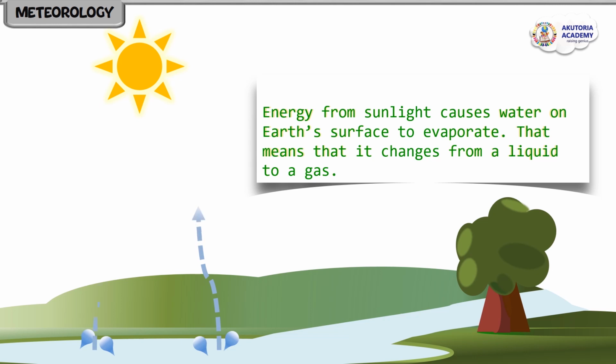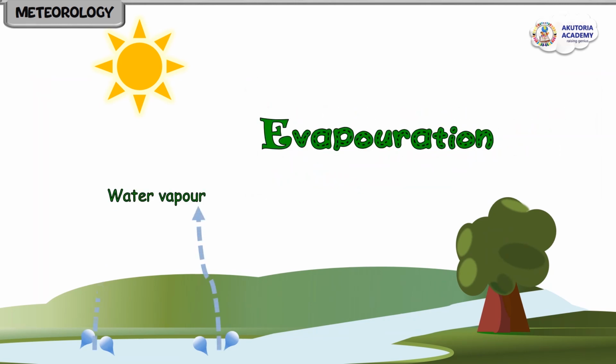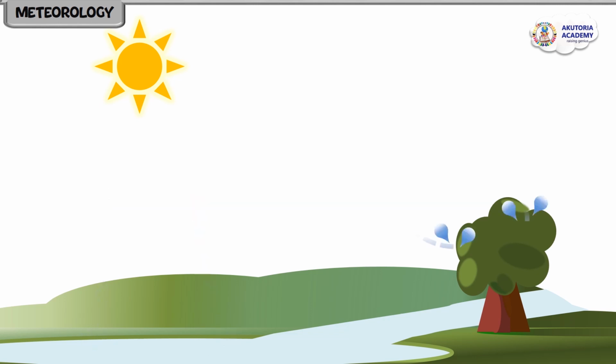When liquid changes to gas and moves to the atmosphere, we call that gas water vapor. And this process is known as evaporation. So evaporation is the changing of liquid water to water vapor, and when this water vapor moves to the atmosphere, the process of evaporation has occurred. That is the first stage of the water cycle.